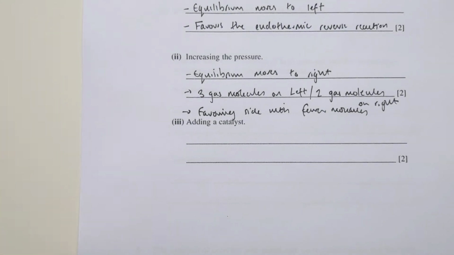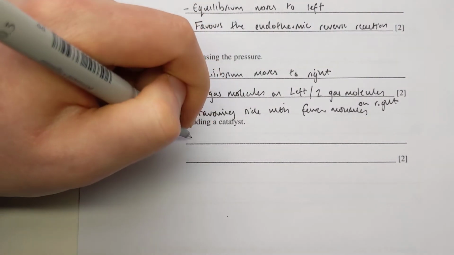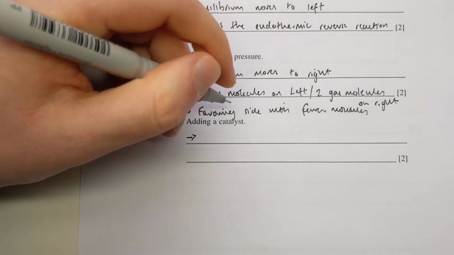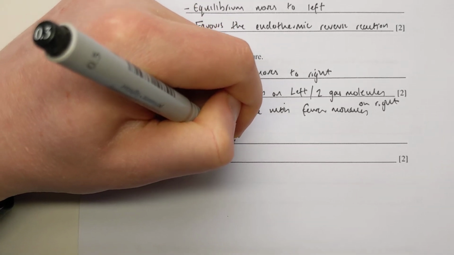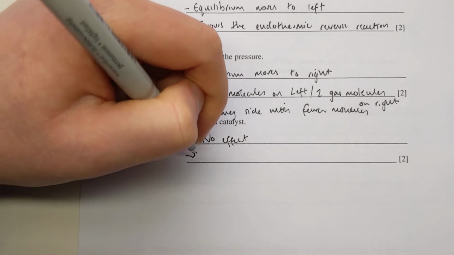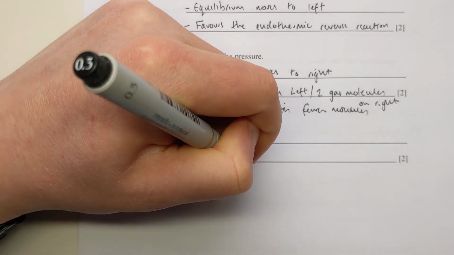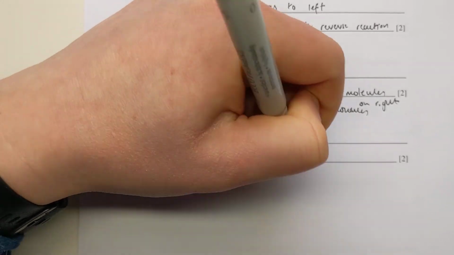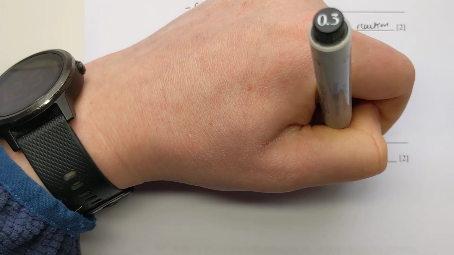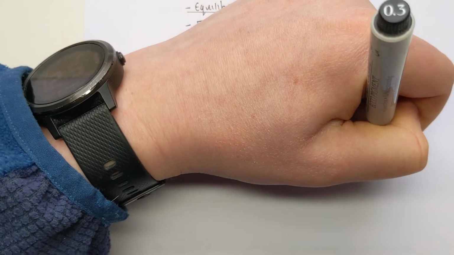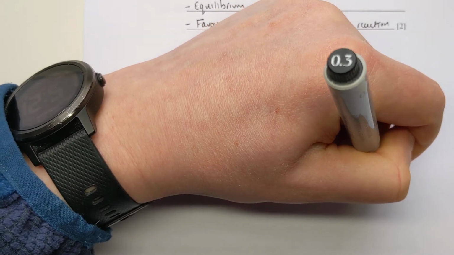Final one we've seen before, adding a catalyst does have an effect. I'll give you 2 marks in this case because it's not telling you that it doesn't have an effect. You have to explain that first. So first mark is no effect on equilibrium. Your explanation is the same again, so it speeds up forward and reverse reactions equally.